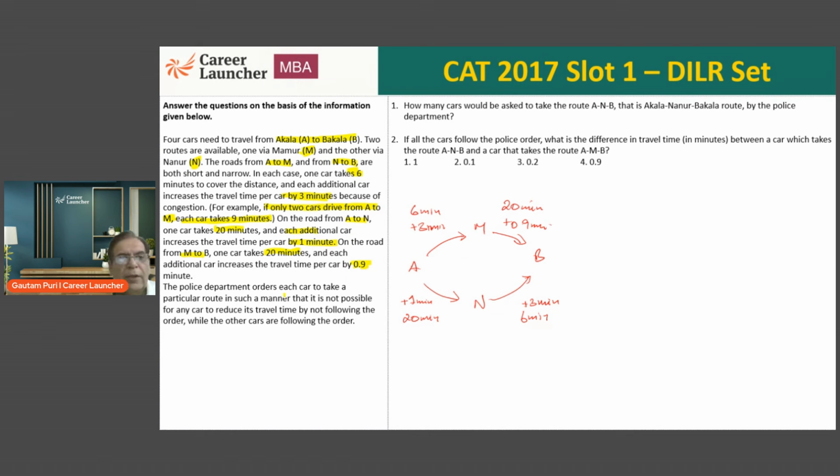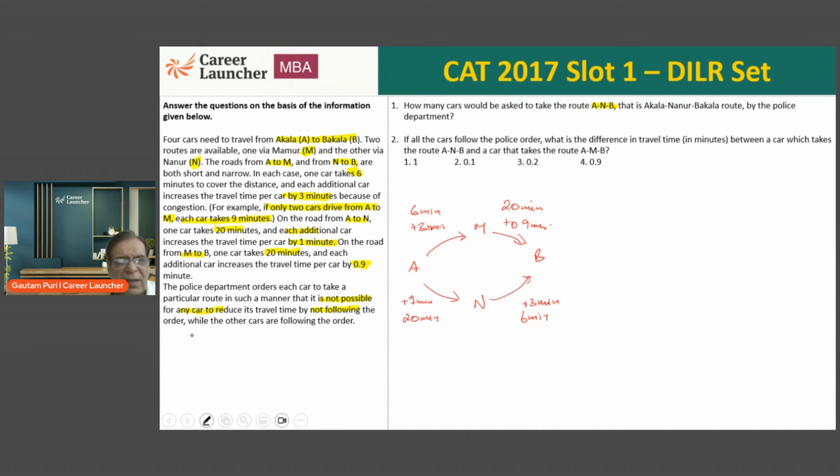Police department orders each car to take a particular route in a manner that it is not possible for any car to reduce the travel time by not following the order, while other cars are following the order. Question 1. How many cars would be asked to take the route A and B by the police department?